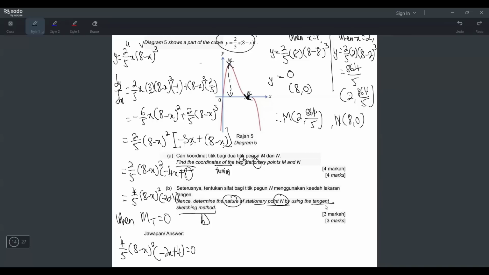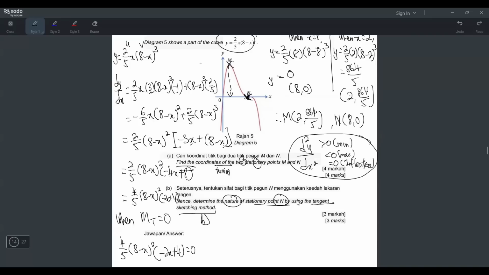Actually, we learn about two methods. If you want to know whether this turning point is minimum, maximum, or inflection point, there are two methods. The method that we most commonly use is the second derivative. It means you find d2y/dx2. If your second derivative is bigger than 0, then it's minimum. If it's smaller than 0, then it's maximum. But if it's equal to 0, then it's an inflection point. So this is one of the ways we determine the nature of the turning point, right?